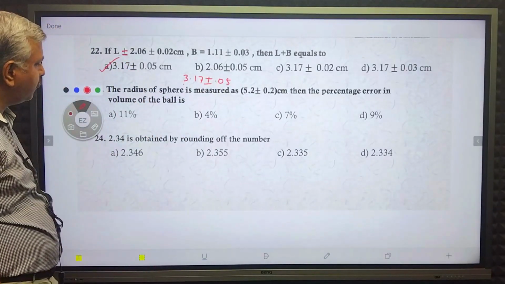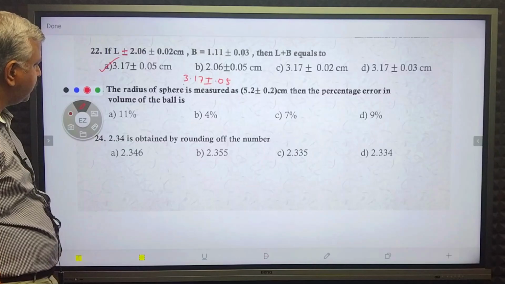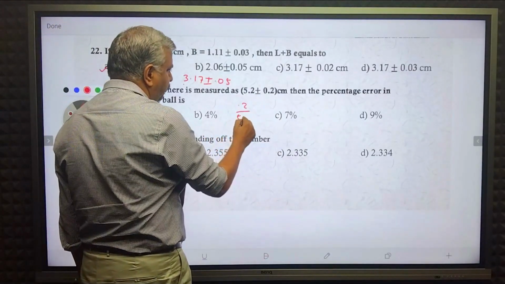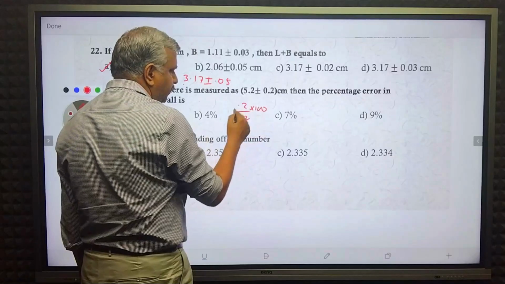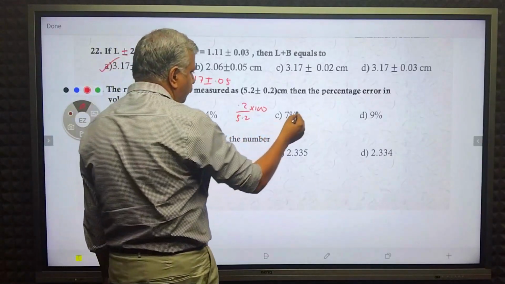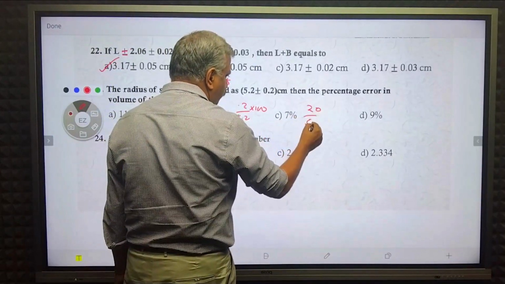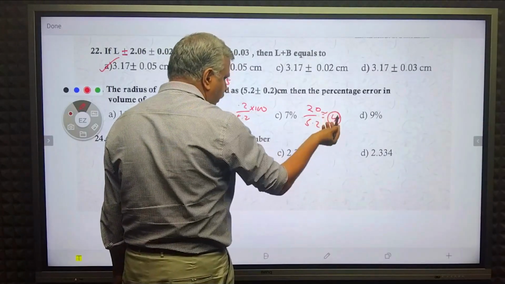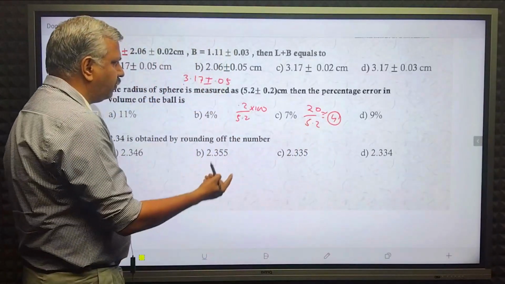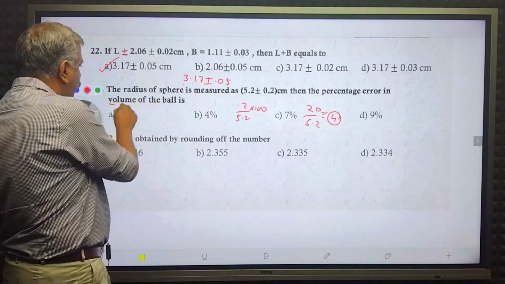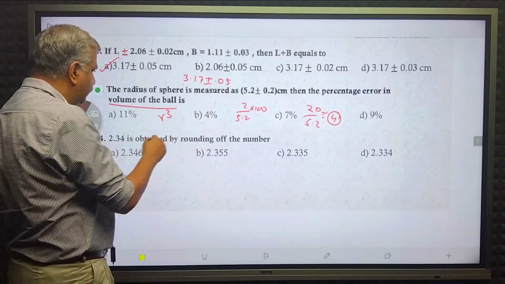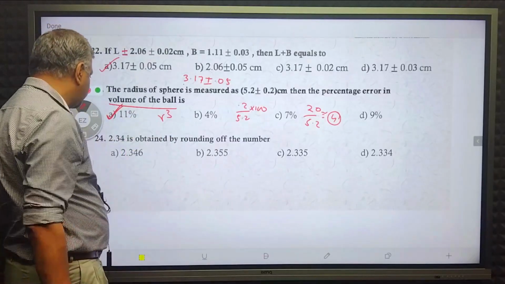The radius of a sphere is measured, then the percentage error in the volume. So it is 0.2, so 0.2 by 5.2 into 100 will give me the relative error. So that will become equal to 20 divided by 5.2. So 20 divided by 5.2 is approximately 4, little less than 4. So the final answer will be error in the volume. Volume is r cubed, so 4 into 4 into 4, but little less than that. So I'll go for option A.